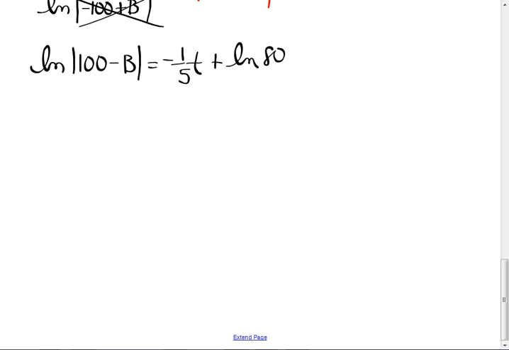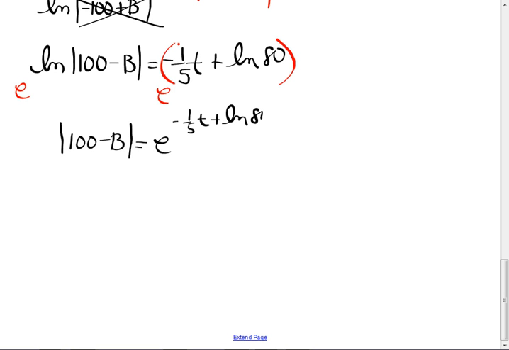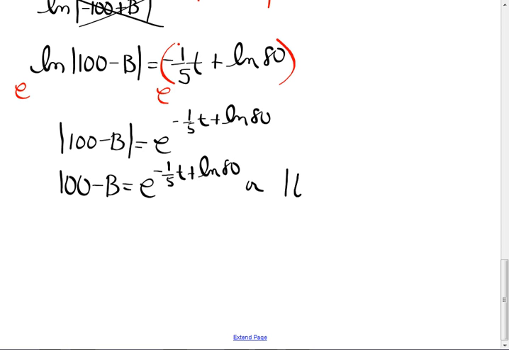Now, how do we get rid of that log? e. And then some of you want to bring that plus log of 80 down. Don't. Just leave it there because it's much easier. So the absolute value of 100 minus b equals e to the negative 1/5 t plus the log of 80. If I bring it down, it's 80 times that. And so 100 minus b is equal to the positive 1, or 100 minus b is the negative of that.